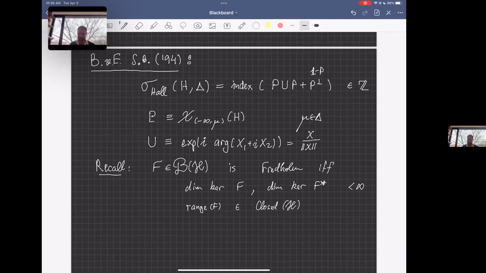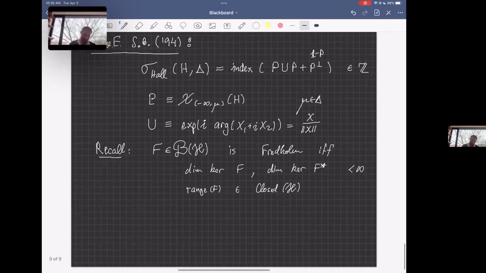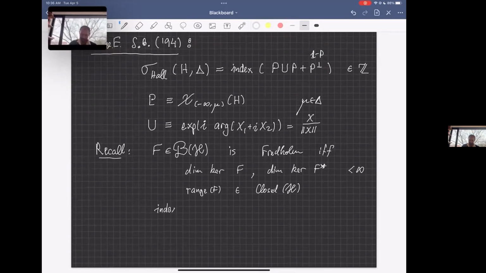If you have these properties, then you are allowed to call this a Fredholm operator, in which case the index of it is defined as the difference of these two dimensions. And so from this definition, it's clear that it is indeed an integer.